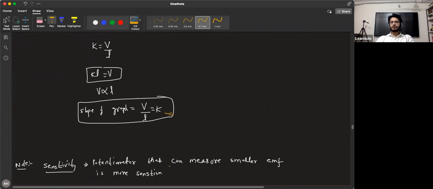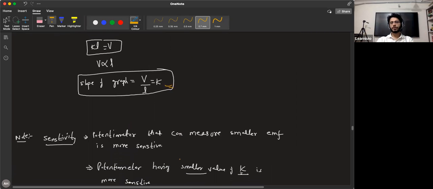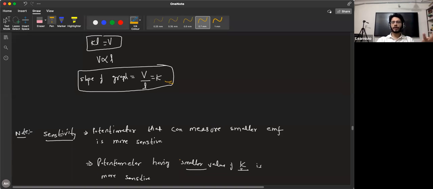And there is another thing, sensitivity. Sensitivity is the ability of your potentiometer to measure very small voltage. So you have two potentiometers. One can measure up to 1 millivolt, another can measure up to 2 millivolt. The one which can measure up to 1 millivolt is more sensitive than the one which can measure 2 millivolt. So the potentiometer which has the smaller value of K is more sensitive. The smaller the value of K that a potentiometer can measure is the measure of its sensitivity. The smaller the value of K, greater will be the sensitivity.